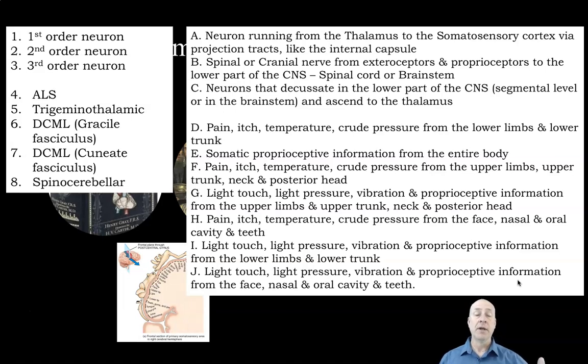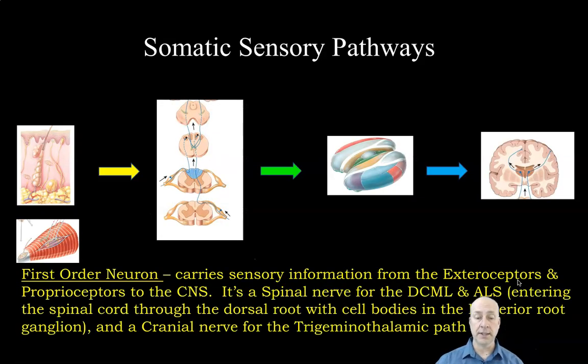But we'll separate out the ALS and the two parts of the DCML, the medial and the lateral part, the gracile and the cuneate. And then the trigeminal thalamic and also the spinocerebellar. We'll sort out which pathway fits this description of D through J. And that, my friends, is how we will test ourselves when we're done.